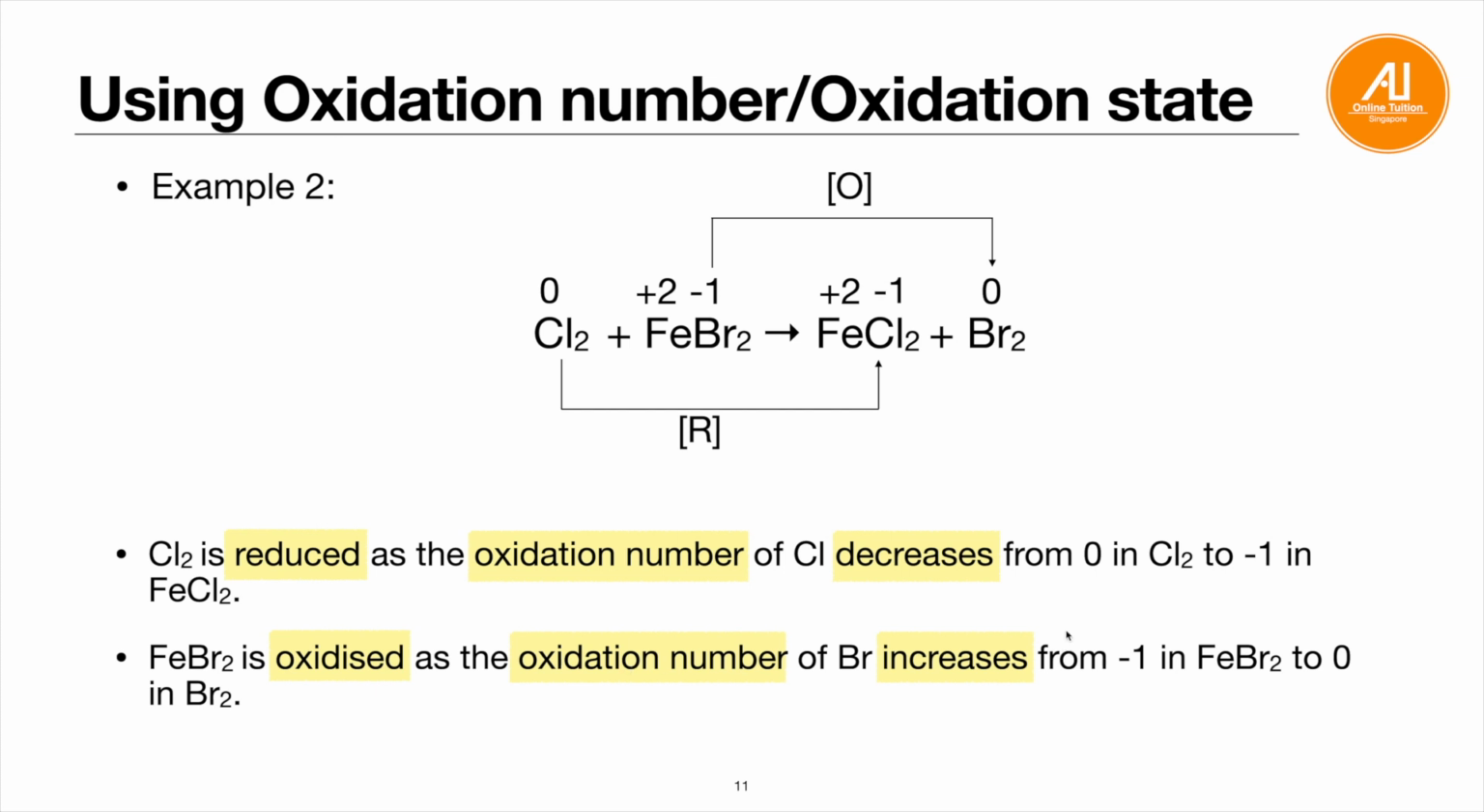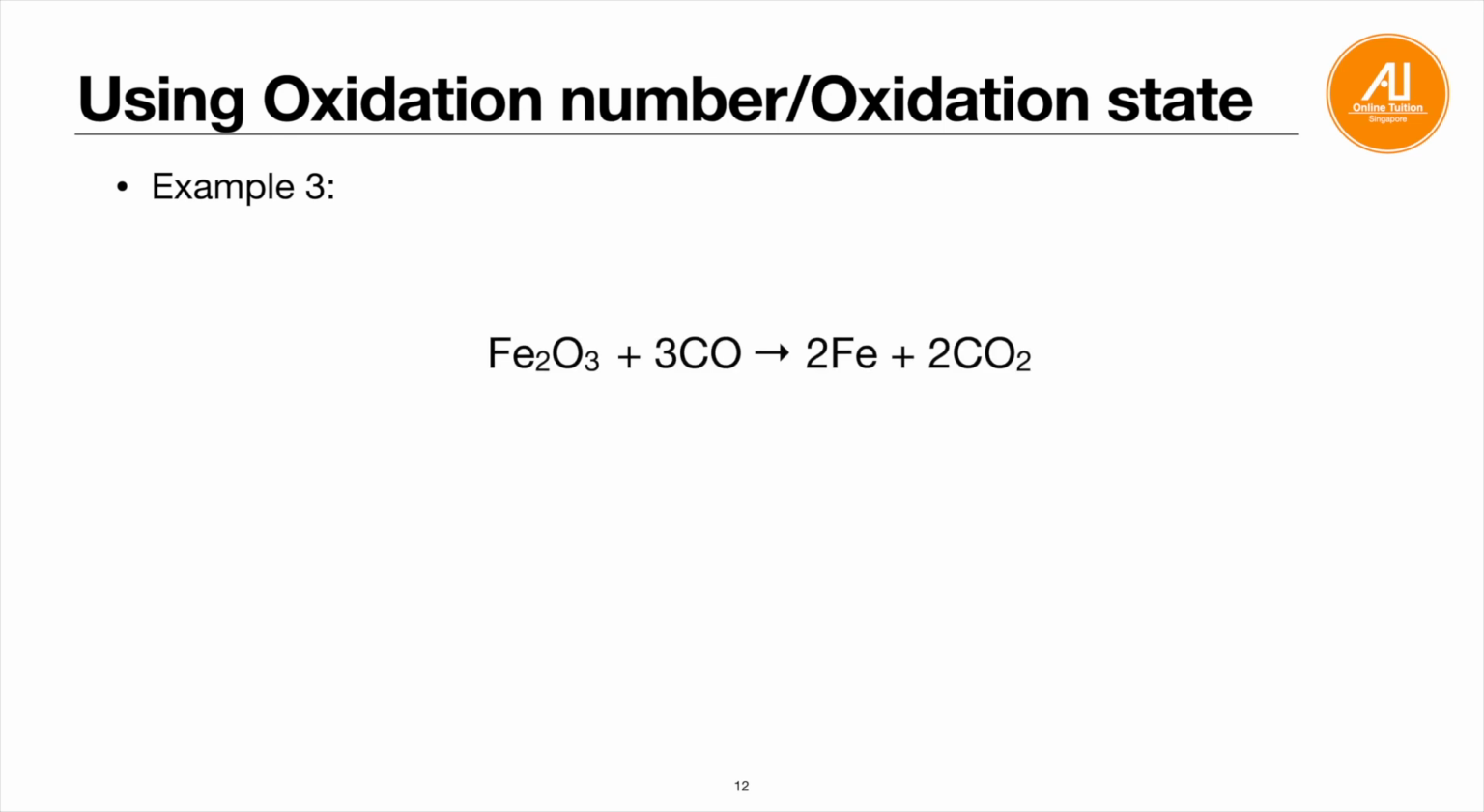Next one, example 3. Let's take a look at this equation: Fe2O3 plus 3CO give you 2 iron plus 2 CO2. If you know what is going on, this is basically your third equation in the blast furnace, extraction of iron. Let's write out the oxidation number. Oxygen, we always start from oxygen first because oxygen most of the time will remain as -2. If you reverse cross, iron must be +3, so everything adds up to 0.